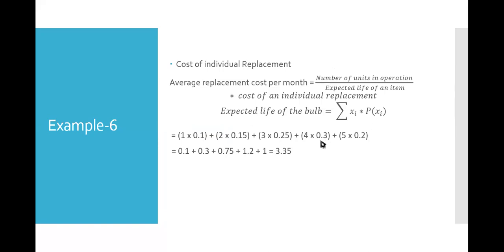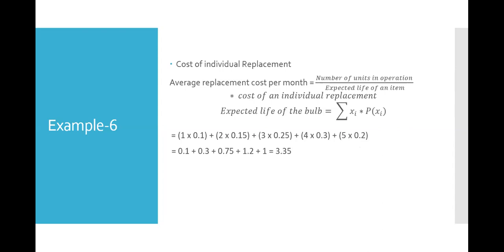For the fourth month, the mortality rate was 80 percentage, so it is 80 minus the previous month's 50, so it is 0.3. Likewise, for the last month it was 100 and previous month 80, so 100 minus 80, that is 20, and that is why it is 0.2. So we got that 3.35 is the expected life of the bulbs in months.